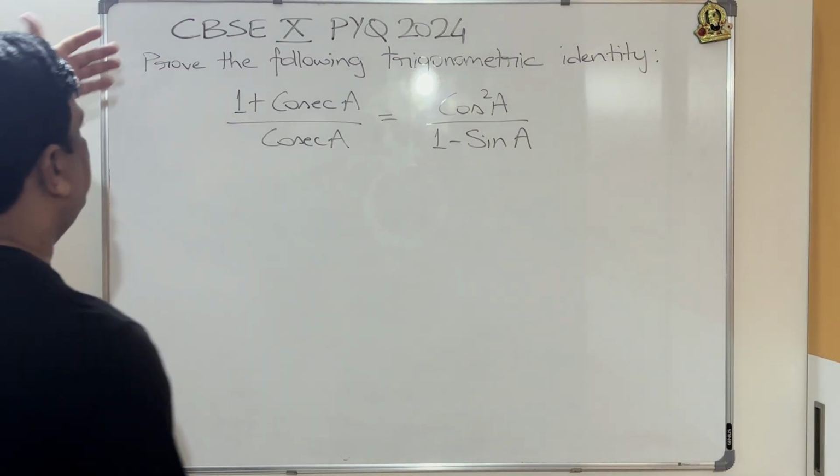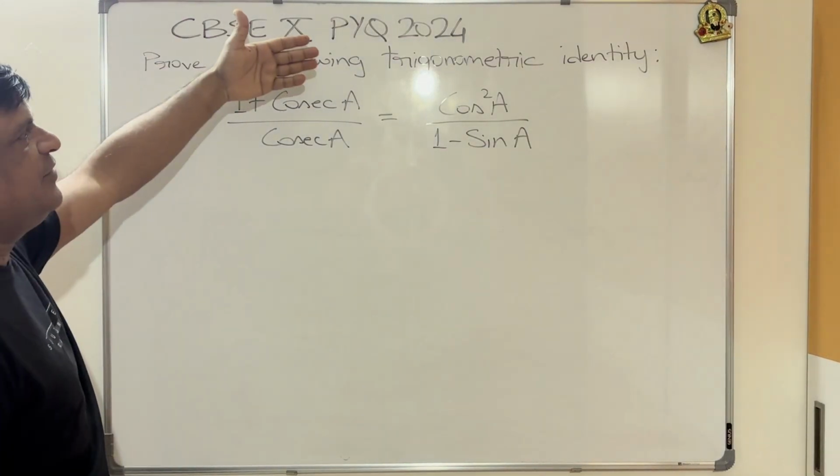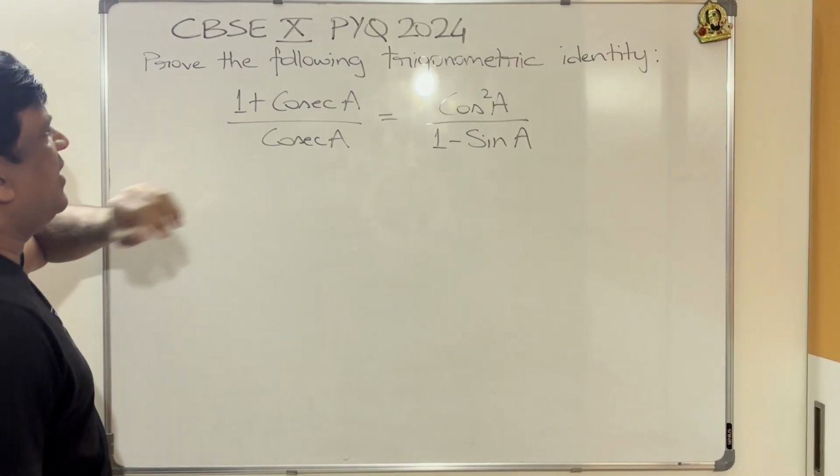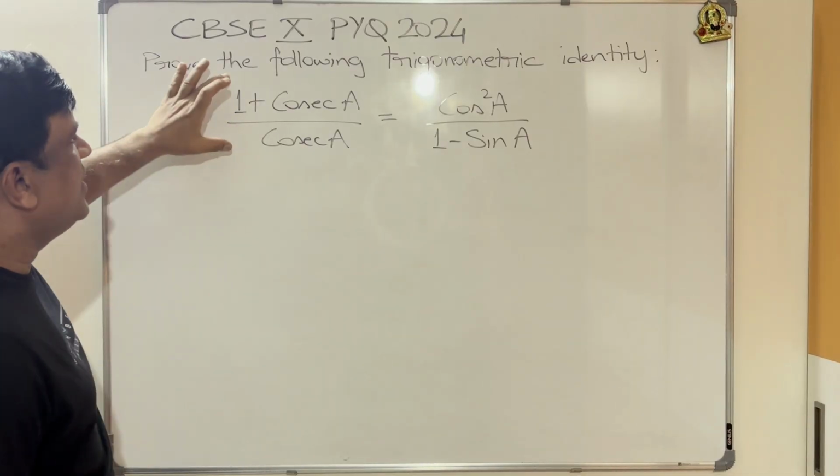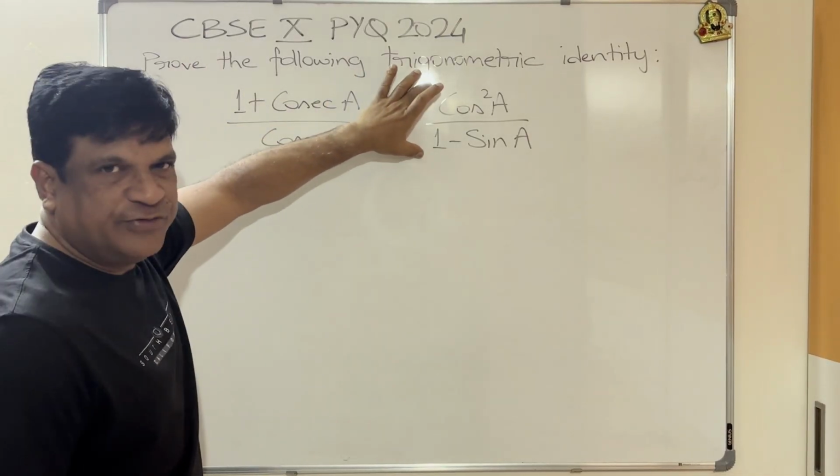Okay, another question from CBSE class 10 previous year question 2024. What are they asking us to do over here? Prove the following trigonometric identity. This expression should be equal to this one.